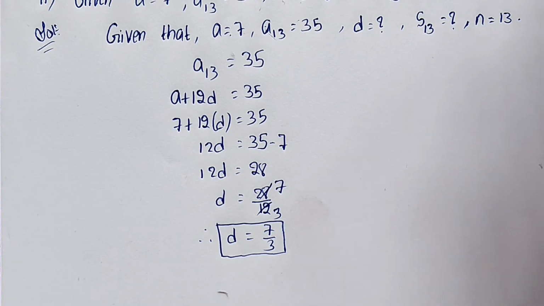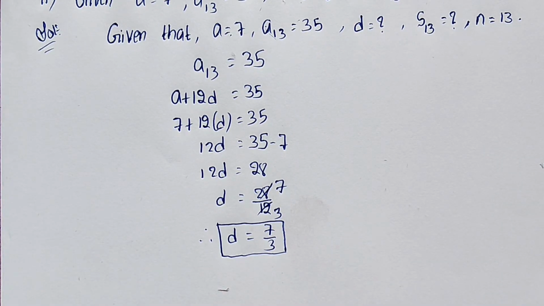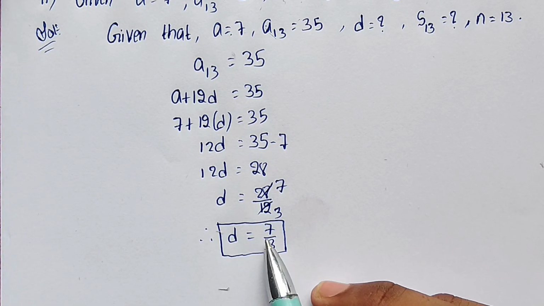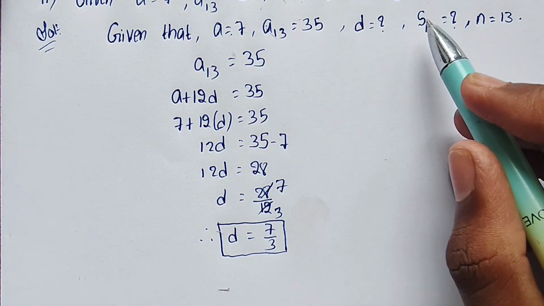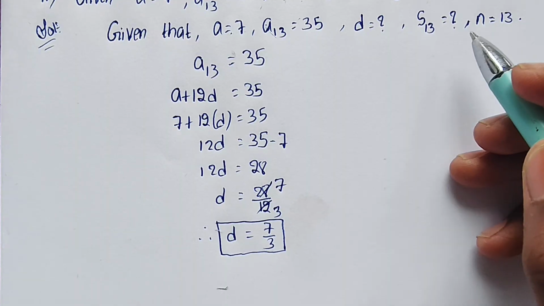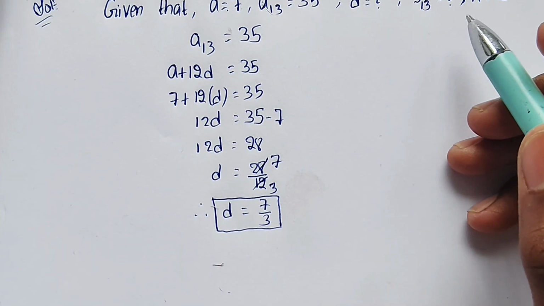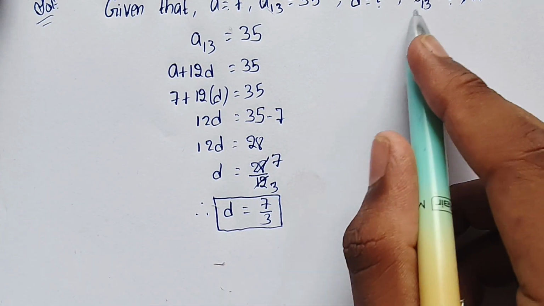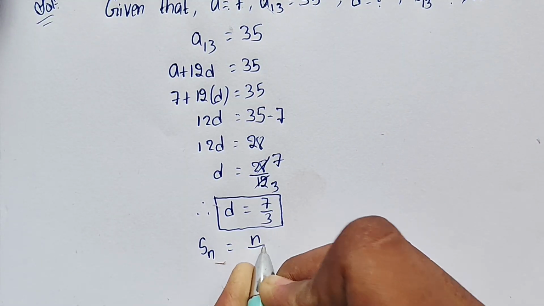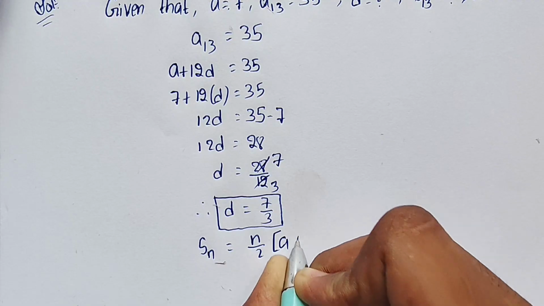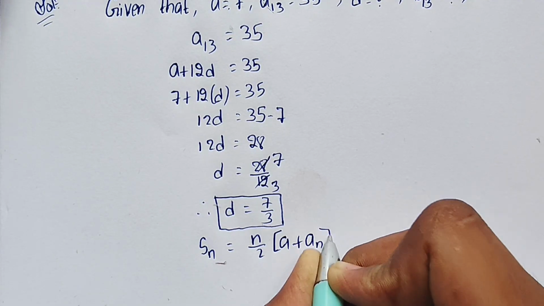Understand? So we got the value of d is equal to 7 by 3. But after that, he asked to find out the sum of 13 terms. So the sum of 13 terms means S base n. We know the simplest formula: n by 2 of a plus a base n.